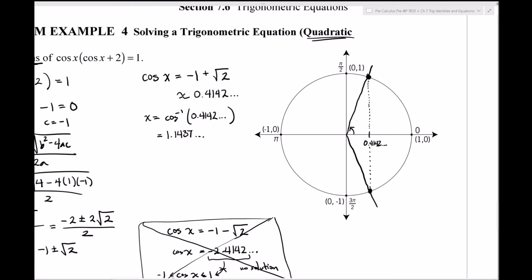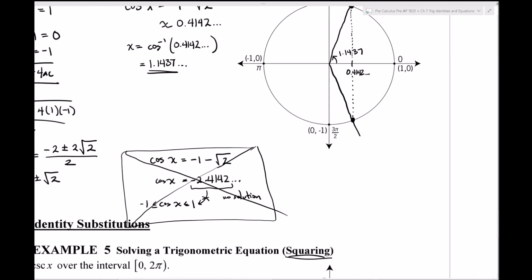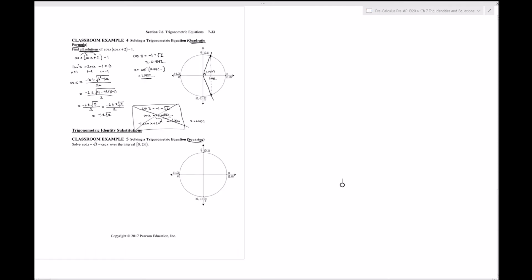So this value here, 1.1437. And that's one of my answers. So I'm going to box that. I'm going to underline that or something. So I'm going to write that down over here somewhere, wherever I can. X is equal to 1.1437.